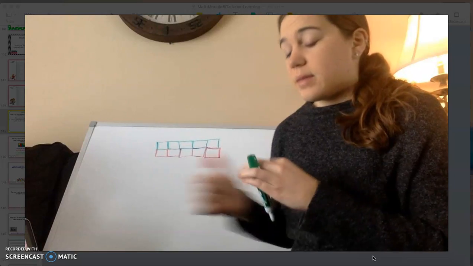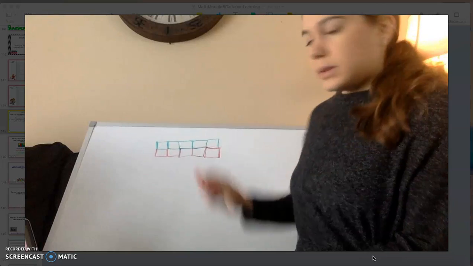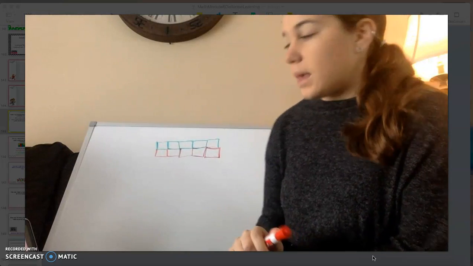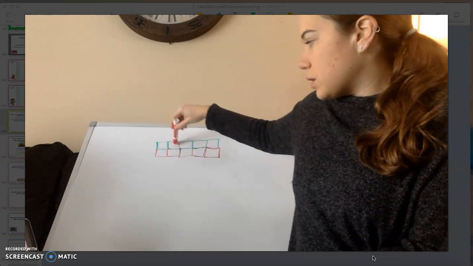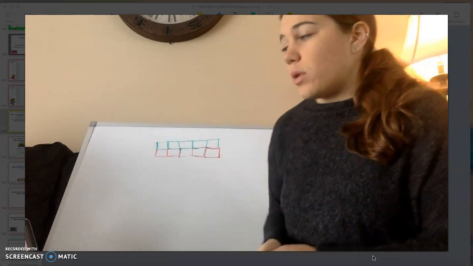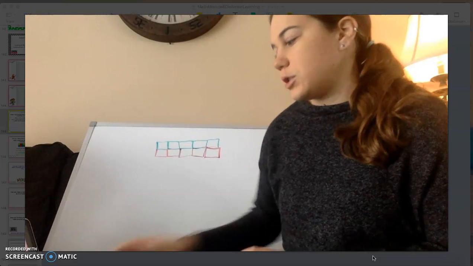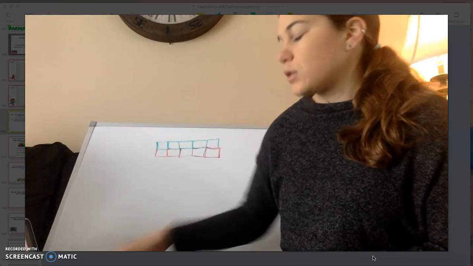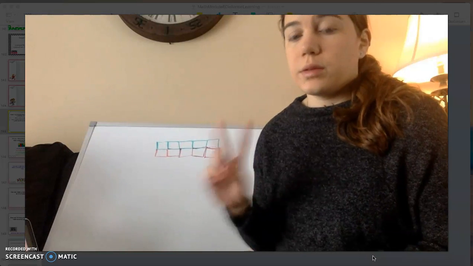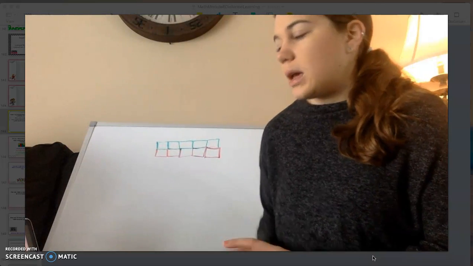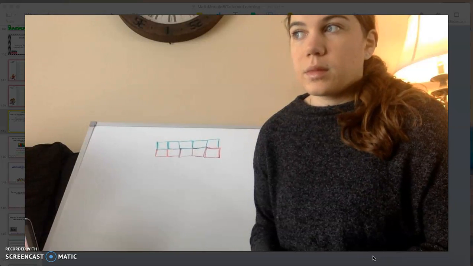Okay, so we now have 10 tiles out. Are our 2 groups equal? Yes, because how many do they have? 1, 2, 3, 4, 5. 1, 2, 3, 4, 5. They both have 5. So we have 2 rows of 5 tiles each. So how many rows did we make? Good, 2 rows. And how many tiles did we say were in each group? Good, 5 tiles.